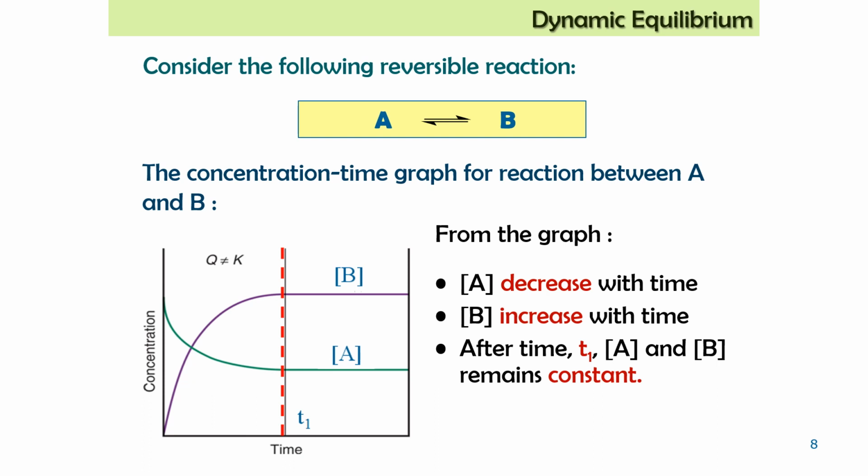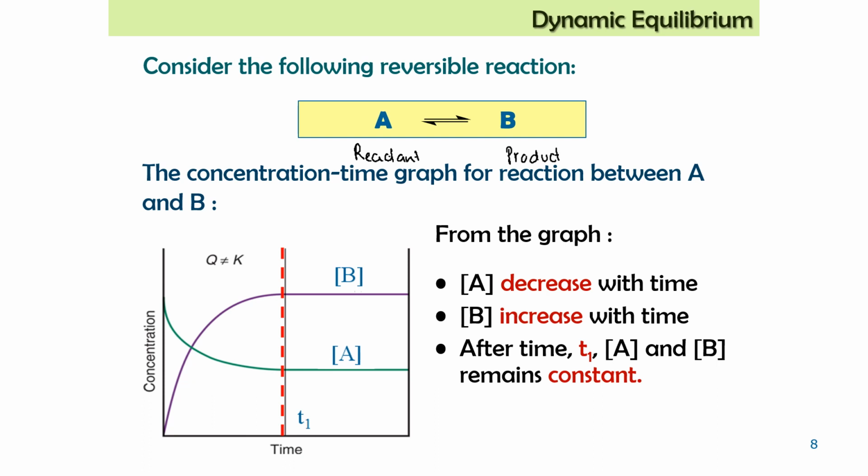So let's have a look at the concentration against time graph. For this graph, you can see one axis is time and the other axis is concentration. From the graph, this is your equation. Your equation is: A is the reactant and B is your product.